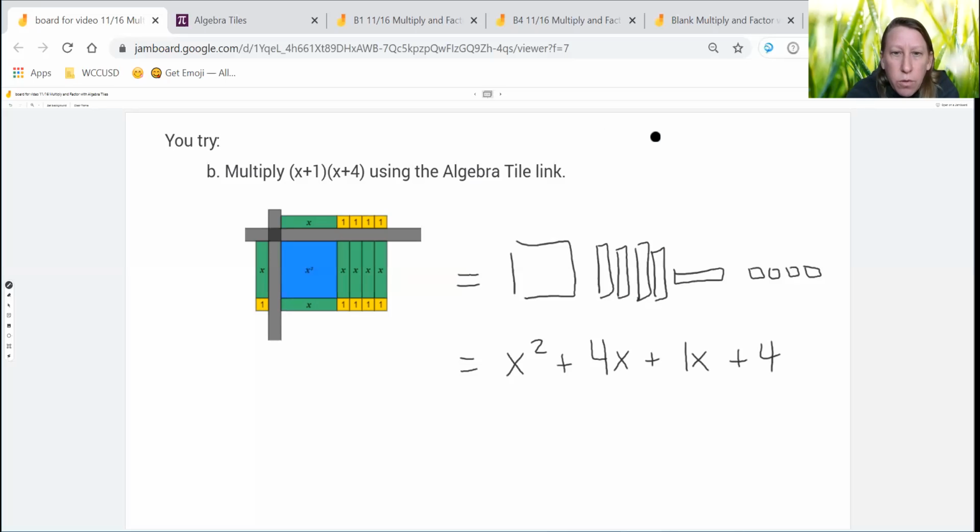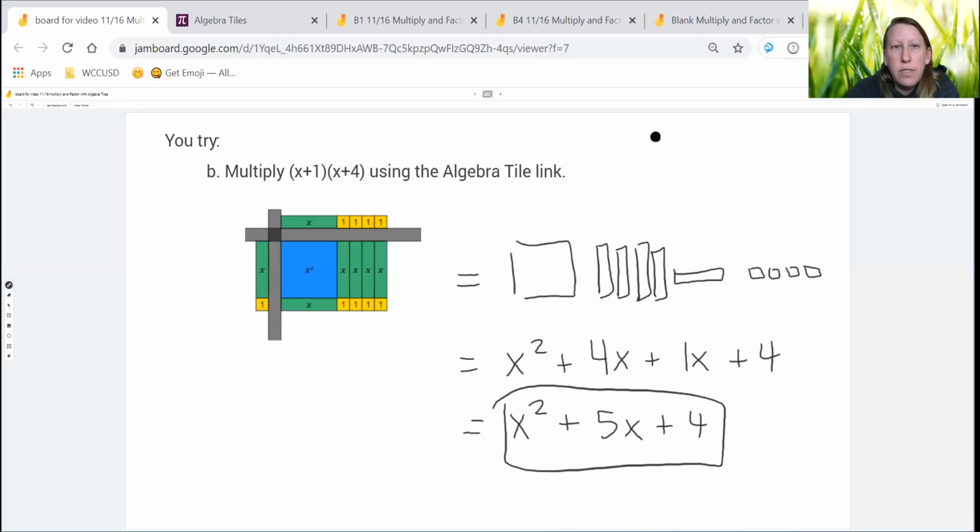And to finish the problem, we combine the like terms. So there were a total of 5 x pieces. And that's the answer. We took these 2 binomials, we multiplied them, and our answer is this lovely quadratic trinomial.